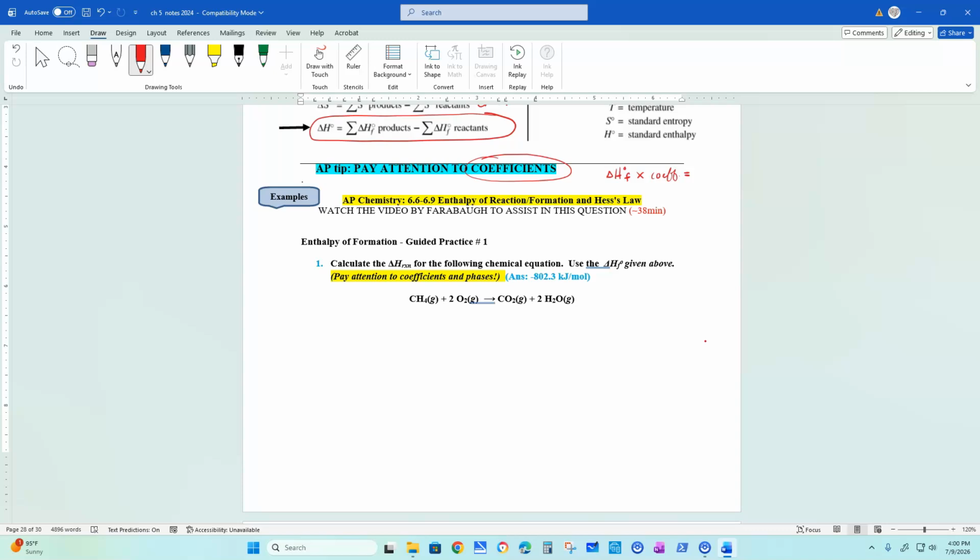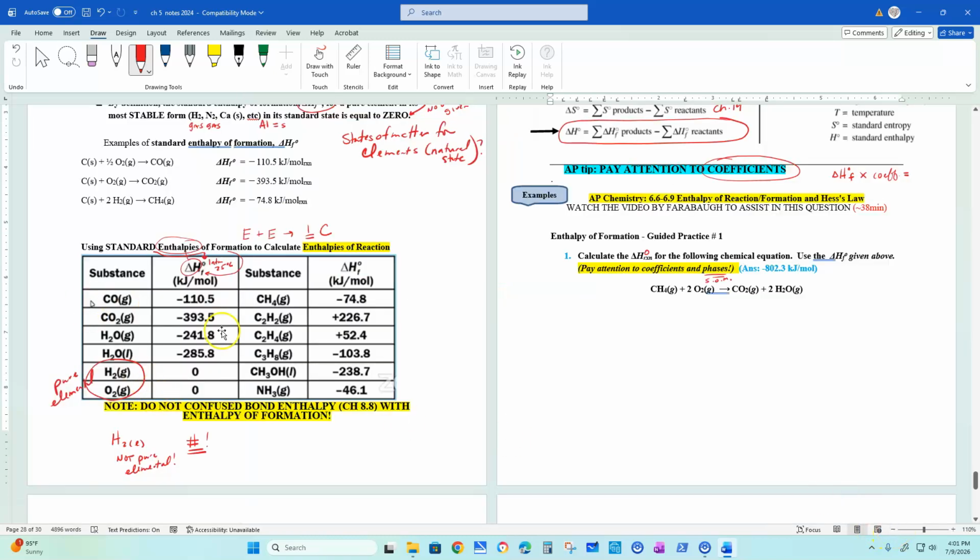So enthalpy of formation, let's calculate the delta H reaction for the following, and I'm going to put that little degree sign, it should be there. Use the delta H formation values given above, which we're going to use that chart that was above. Pay close attention to coefficients and phases, as in states of matter. If we do this right, we should get this answer, okay? So I'm going to zoom out some so I can see these values that are over here.